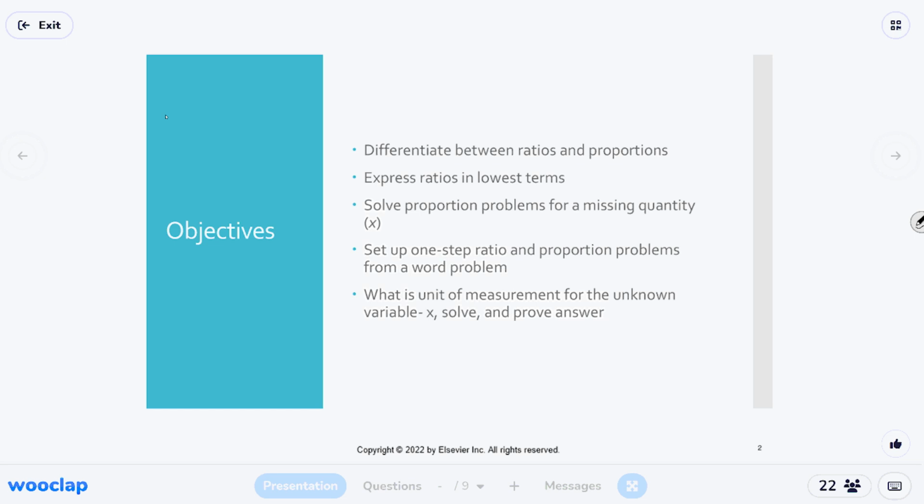And then using the correct unit of measurements for the unknown variable, solving x, learning how to prove your answer. They call that proof, and that really just means checking your answer, showing that it does work, that it is the correct answer. And that's the positive ratio portion.